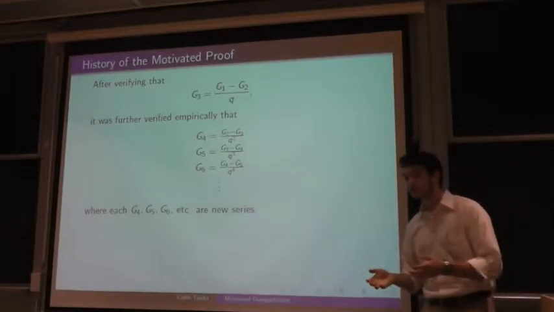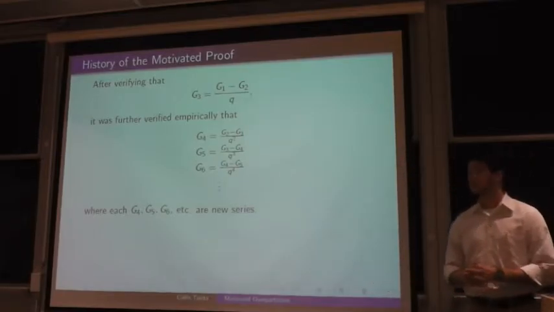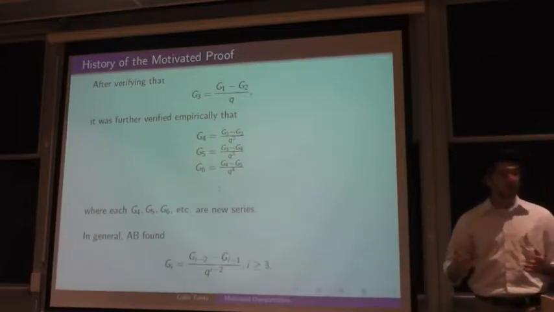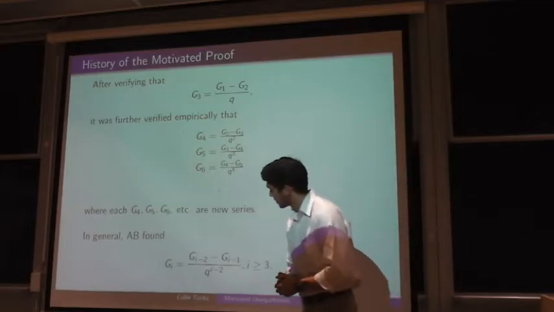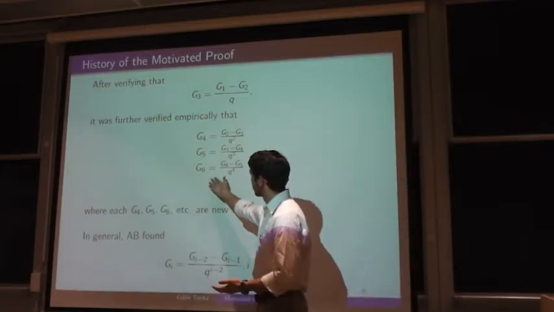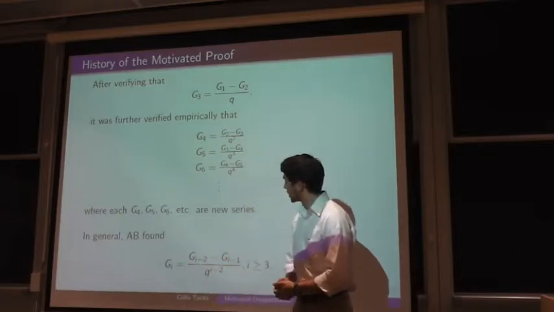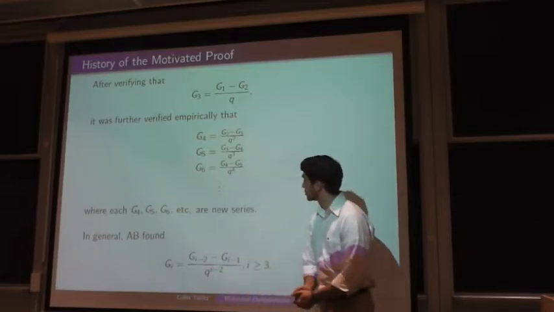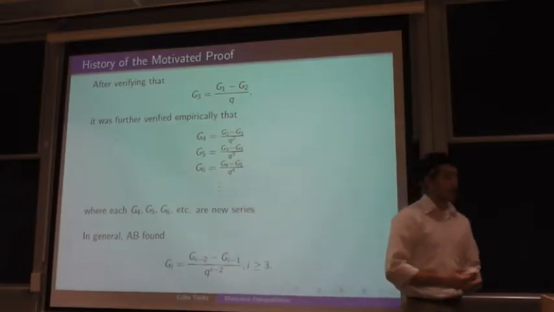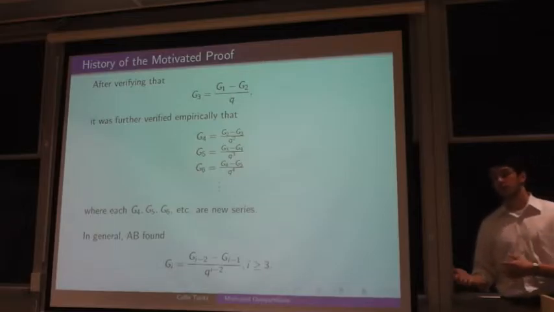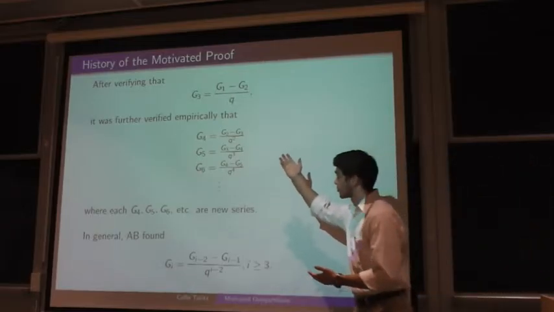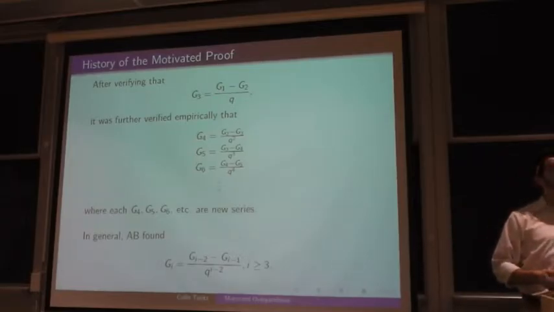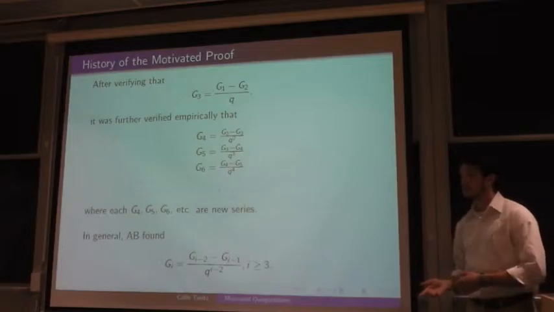This pattern continued on, and each of these G sub i's, G4, G5, G6, and so on, are all formal series. In general, they found this to be true: if you take any G sub i, in this case with i equal to 6, it's equal to G sub i minus 2, so G4, minus G sub i minus 1, so G5, over Q to the i minus 2, so in this case Q to the 4th. This is true for i greater than or equal to 3, so starting with G3 all the way onward. And G1 and G2, again, are just the product side representations of the Rogers-Ramanujan identities.